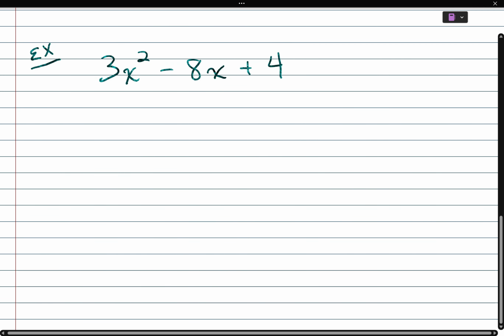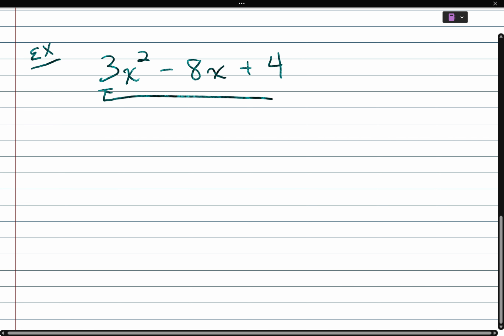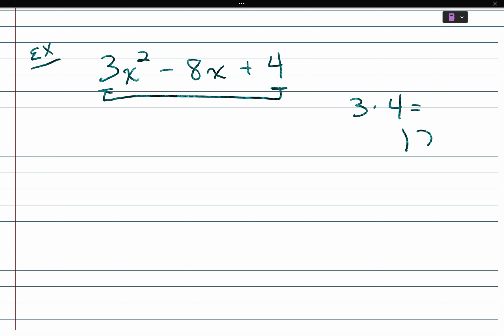Alright, so in our next example, we have 3x squared minus 8x plus 4. I see the leading coefficient is not a 1, so that tells me let's go ahead and perform our AC slash grouping method. So A times the C, so 3 times 4, positive 3 times positive 4 gets us 12.